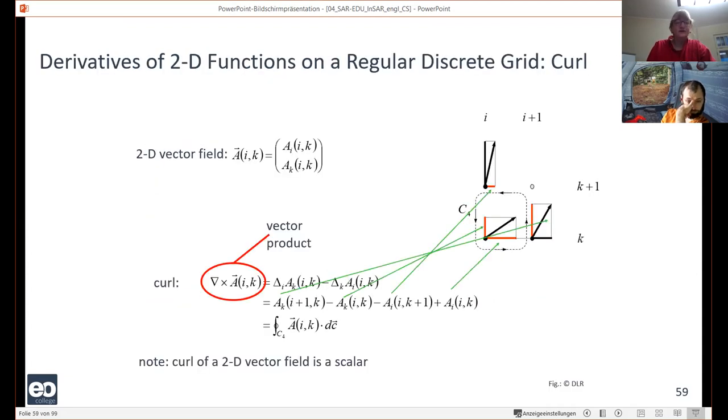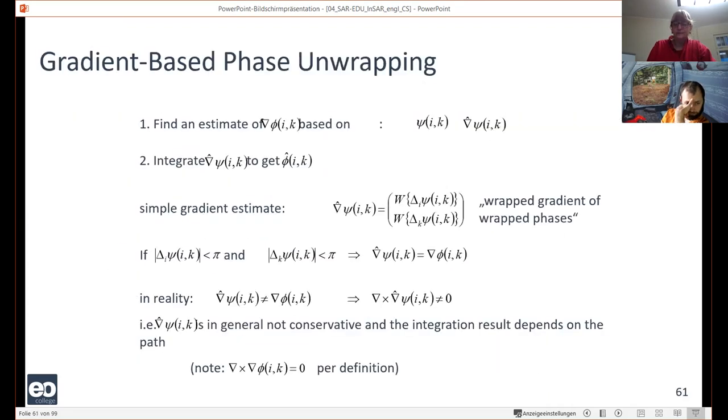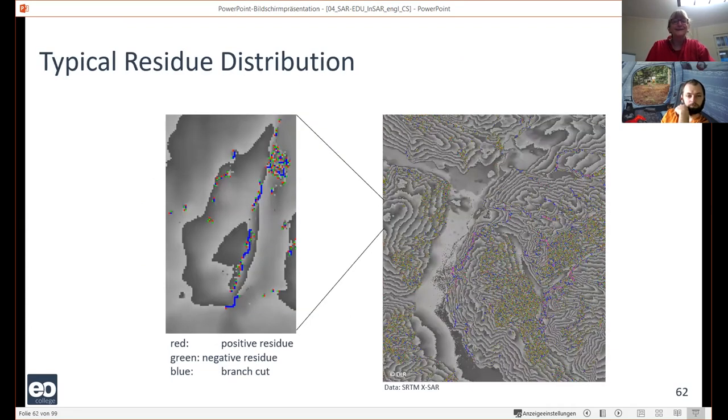So I just move right on. Anyways, you have all this information now nicely in Russian. If you're interested to go in further detail, you can refer to your slides. Yeah, the typical residual distribution.